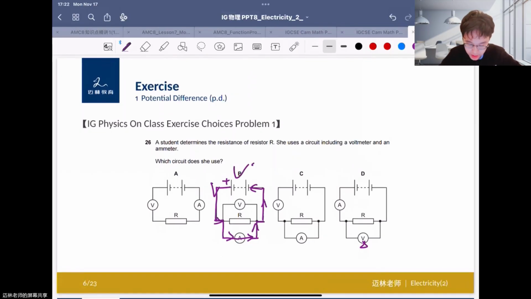So we can say here we're choosing B. If we're choosing B, you can find the circuit just blocks the resistor and the voltmeter, okay? So we cannot use B. The final answer is D, okay?